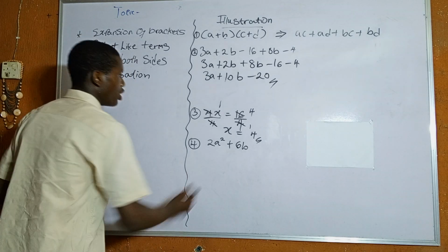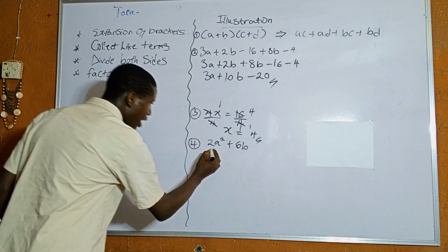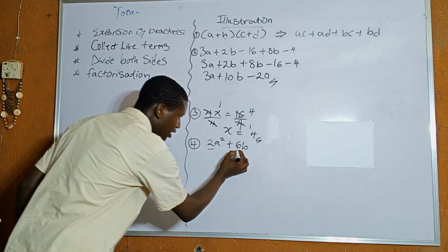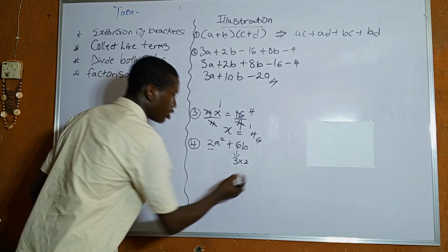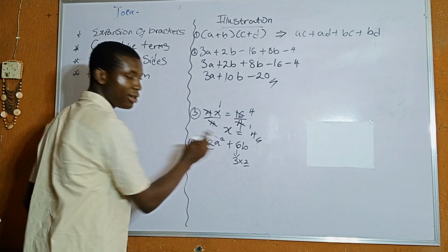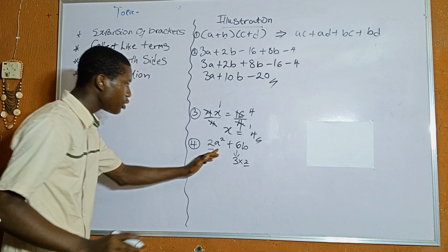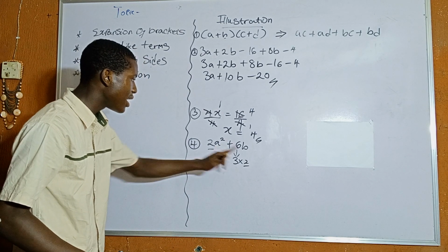All we want to do is to look for common items. Here we have 2, and this 6 can also be written as 3 multiplied by 2. So we also have 2 here. And when we take 2 from this 6, we are left with 3. So the only thing we have in common here is this 2, because this is a squared and this is b.